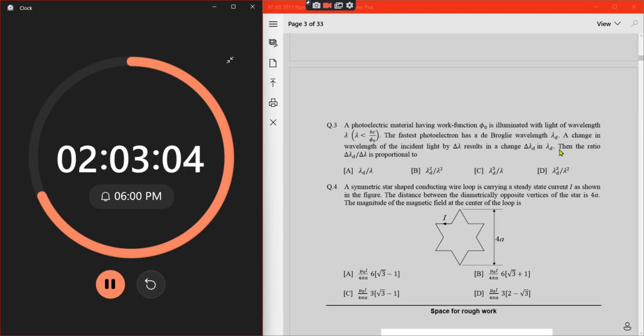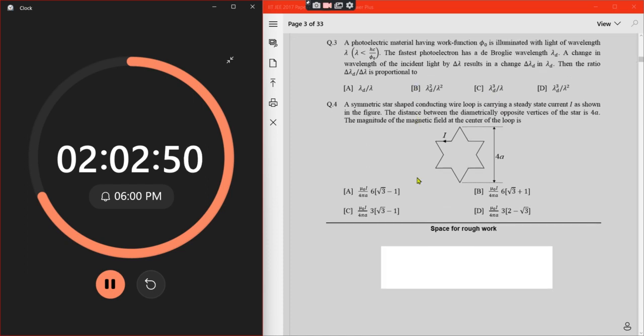Okay. And here we have c upon lambda squared. So lambda cubed upon lambda squared, which is option B. Yes, that should be it. So B is the answer. So answer B. Next question, question 4.